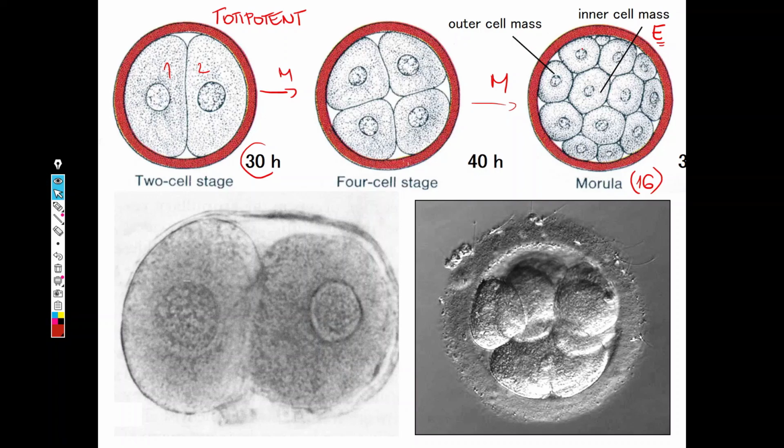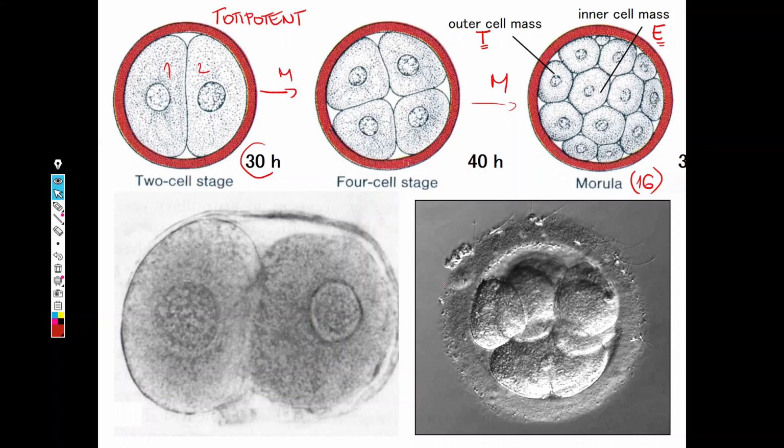And we have the outer cell mass, or trophoblast, which is going to differentiate into those things that are extra embryonic, so everything else. Not the embryo, but the placenta, umbilical cord, the chorion, and these structures. So today we're going to focus on the outer cell mass, the trophoblast, and what is going on there.